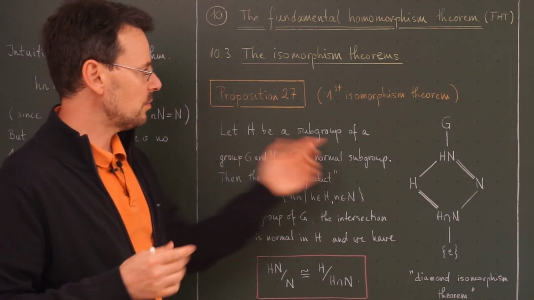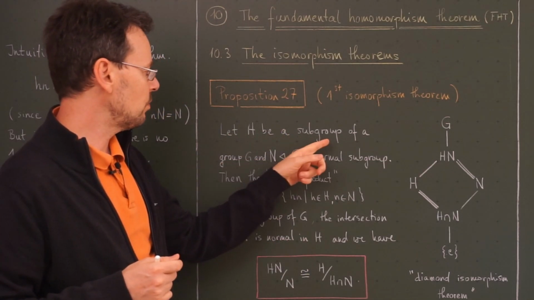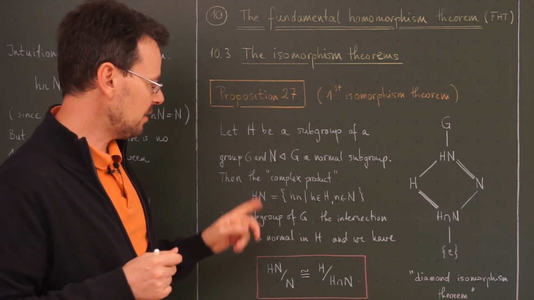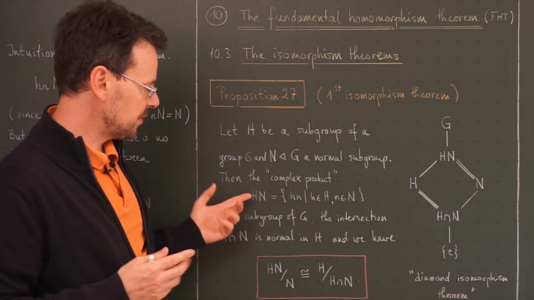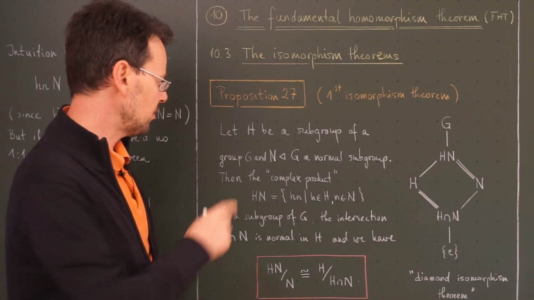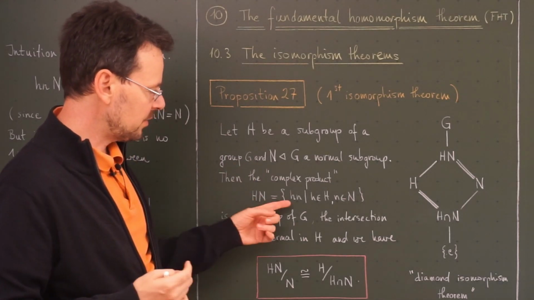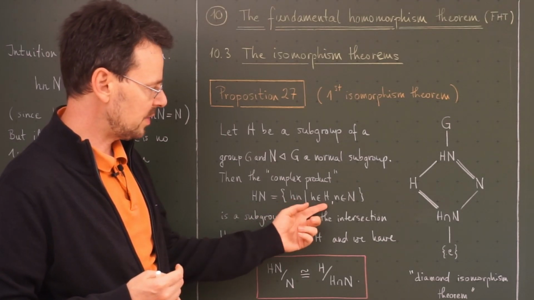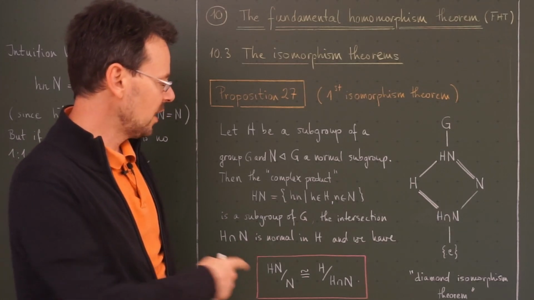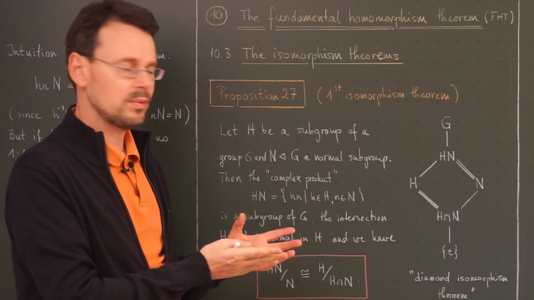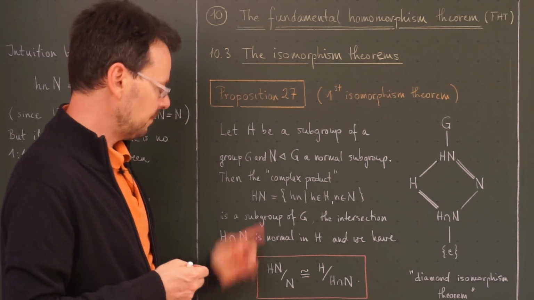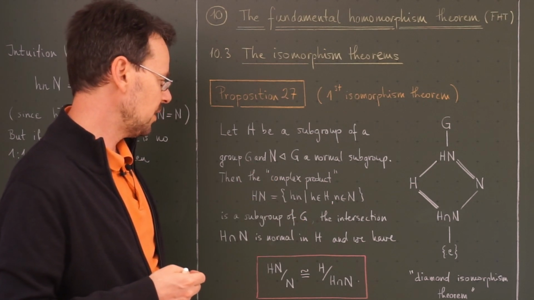Okay, what's the situation? As always, we have a group G, we have a subgroup H of this group and a normal subgroup N. Then first of all, this expression here, sometimes called the complex product, at least in German, I'm not sure if this is also the English terminology, HN, simply consists of all these products hn, where h runs through the subgroup H, and n runs through the normal subgroup N. In general, this is not a subgroup, but if N is a normal subgroup, then this is again a subgroup of G. This is the first assertion here.